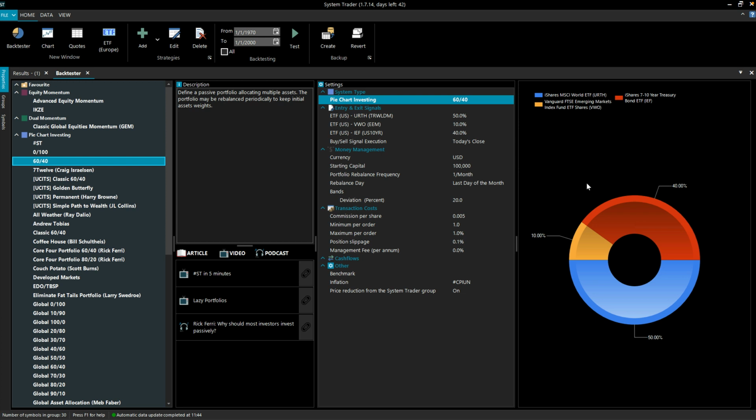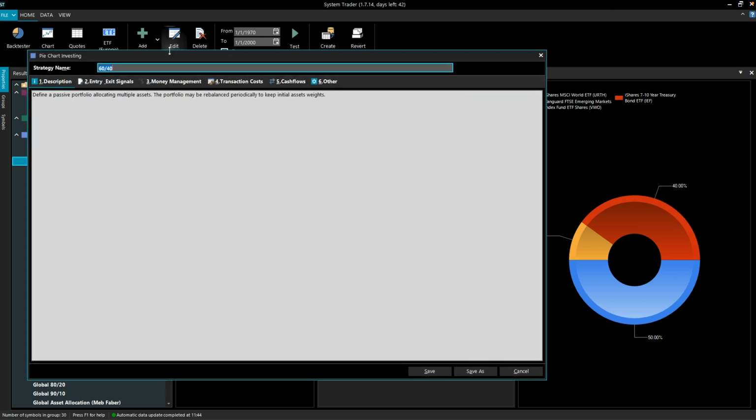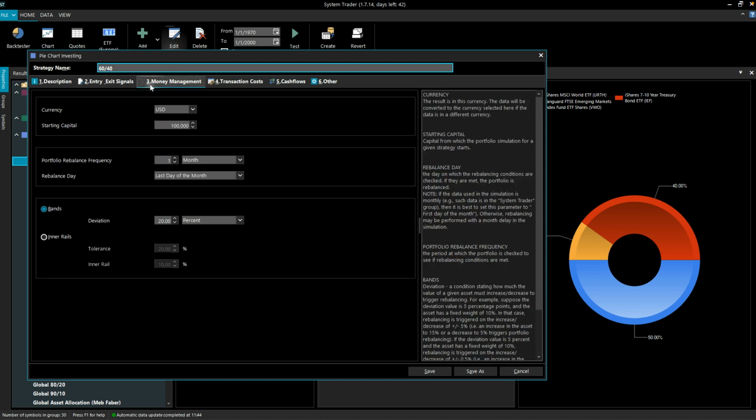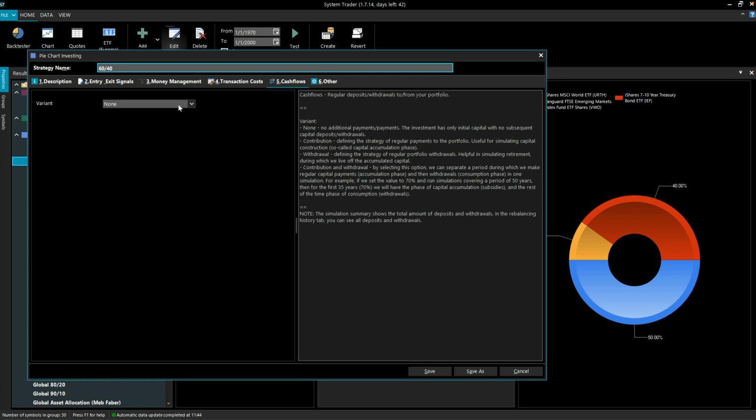Okay, so this is it when it comes to rebalancing. And just one more thing. I showed you a simulation in which we have a starting capital and we do not make any contributions nor withdrawals. However, in the real world, probably you will be making some cash flows. So you will be making contributions or withdrawals to or from your portfolio.